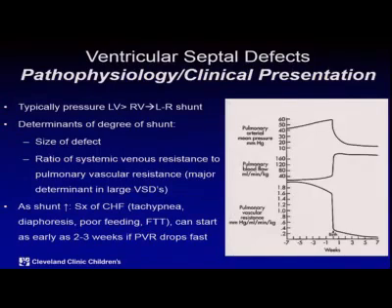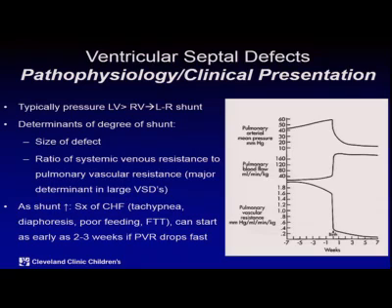So the pathophysiology has to do with the fact that LV pressure is greater than RV pressure, so you have a left to right shunt. But this doesn't happen right away after birth because, as you know, pulmonary artery pressure and pulmonary vascular resistance, they're high right after birth and they start dropping typically over 3 to 6 weeks. So the determinant of the degree of the shunt is obviously the size of the defect. The bigger the defect, the more the shunting.